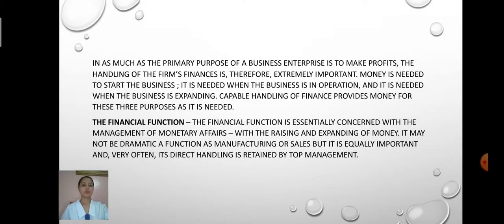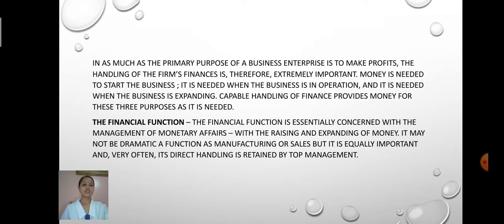Inasmuch as the primary purpose of a business enterprise is to make profits, the handling of the firm's finances is, therefore, extremely important. Money is needed to start the business. It is needed when the business is in operation, and it is needed when the business is expanding. Capable handling of finance provides money for these three purposes as it is needed.